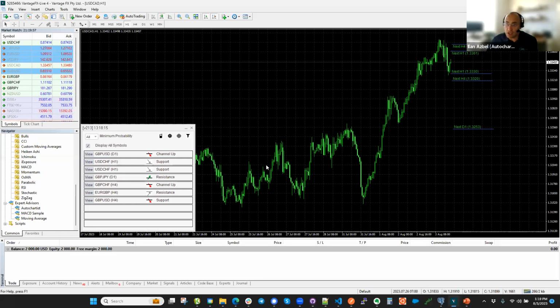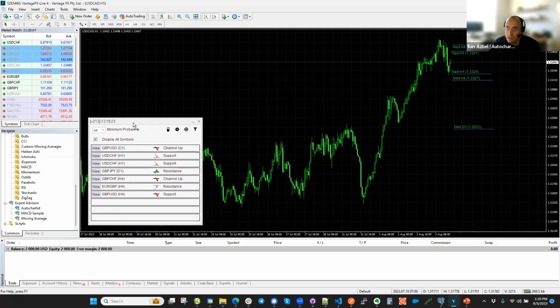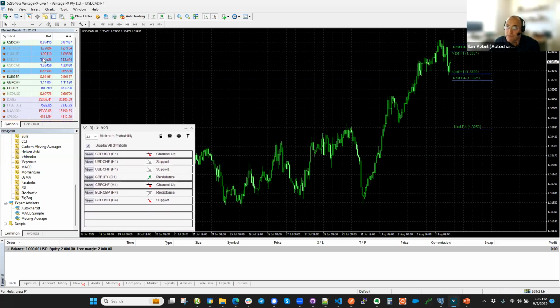This information is actually also available in Meta. The nice thing about the Meta plugin is that the opportunities that come up on your Order Chartist window in MetaTrader have already been filtered for the instruments you have in your market watch window. So if you only have 4 or 5 instruments in your market watch window, then those are the only ones that will come up here.